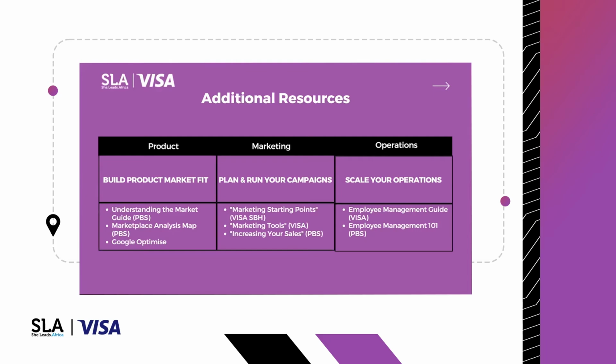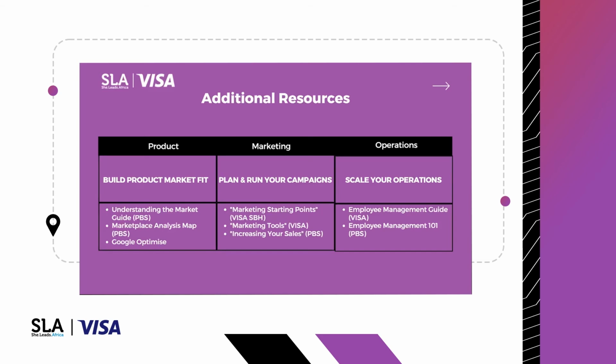If you want to build product market fit, which is basically building the best sort of product that your customers might actually want and will continue to buy, then there's a guide on how to understand your customers, your competitors, and the general market itself from the Practical Business Skills website by Visa. There's also an analysis map, which is more like a visual representation of all the information in the guide above it.